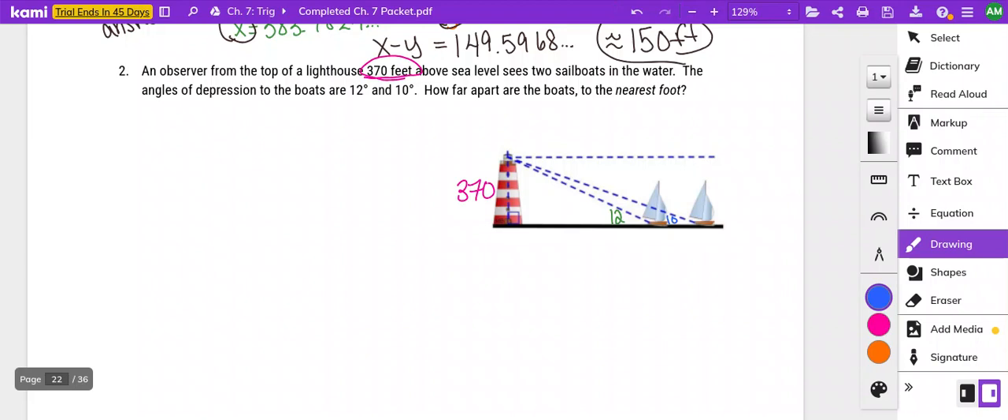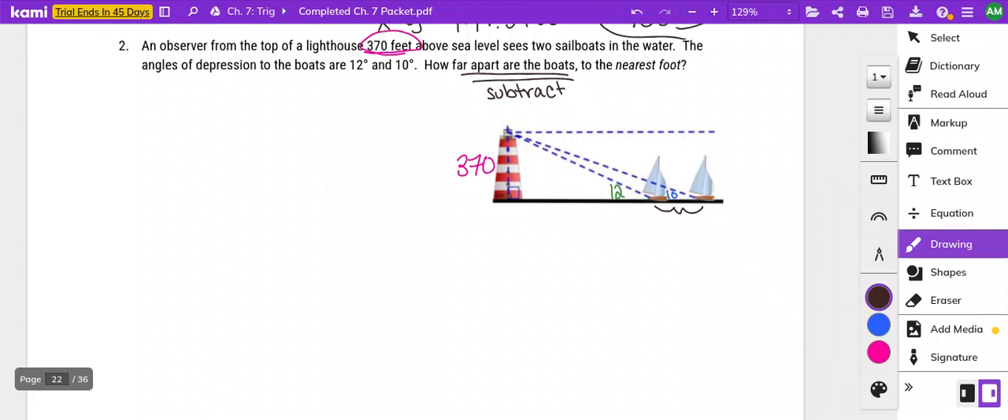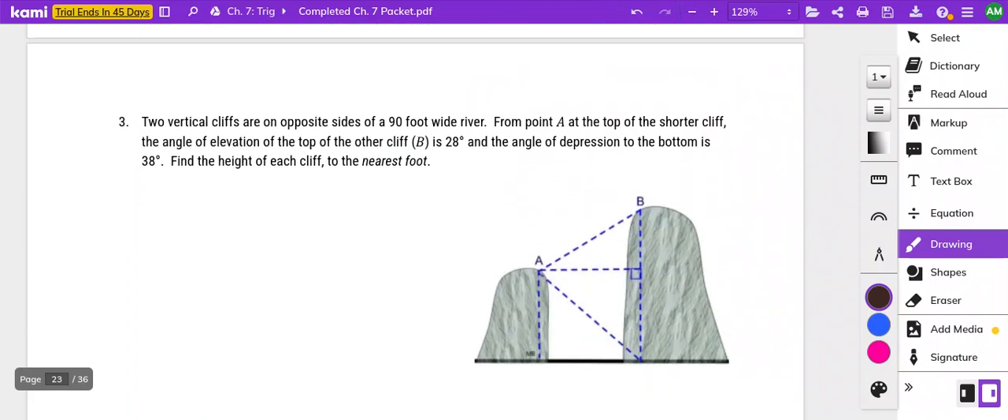Again, you're going to follow those steps. This time, let's look at the diagram to see. If we're finding how far apart the boats are, what are we going to need to do? If I'm finding a part, I'm going to need to subtract. Okay, so ultimately, we're going to need to subtract at the end of this question to get our final answer. I'm going to leave that one for you to do if you'd like, because this one is a little bit different.